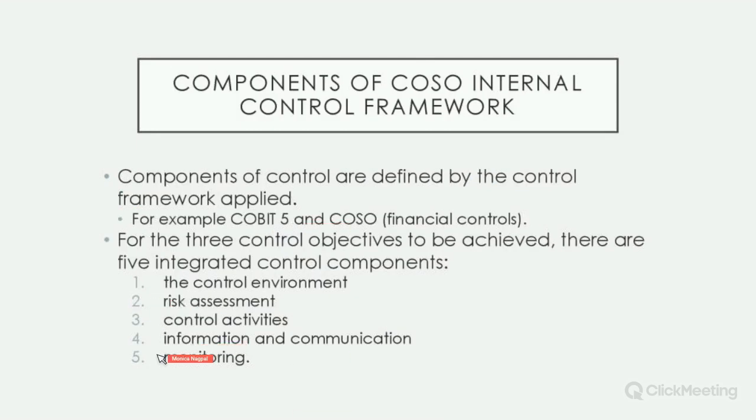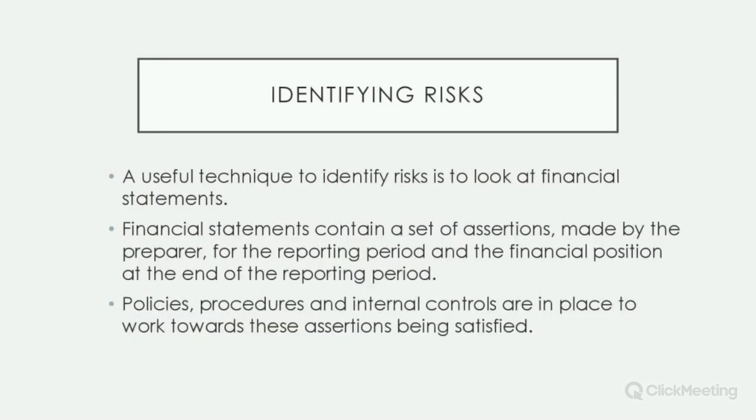Then there are 5 components of the internal control framework. First one is the control environment, then risk assessment, control activities, information and communication, and monitoring. Now, your textbook talks about these in detail, and you have an assessment question on this. So I will suggest you spend some time understanding what these are. And then if you have questions, I'm happy to discuss.